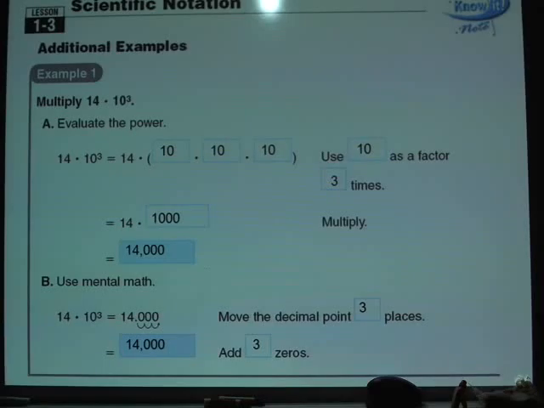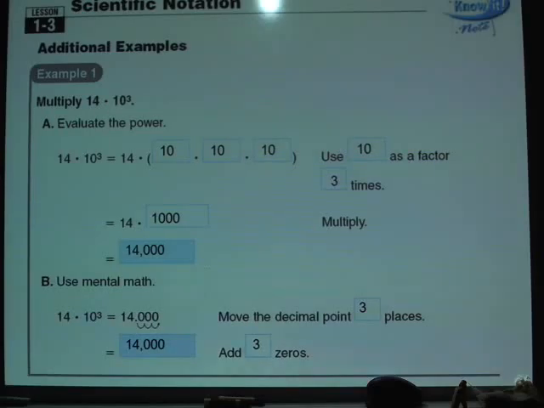In the first question, they're asking us to multiply 14 times 10 to the third. Now, this gives us some ideas of the concepts of scientific notation, but truth be told, this question is not true scientific notation, and you'll see why in a minute. But let's go ahead and take a look at evaluating this as they've asked us to do.